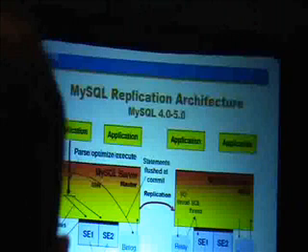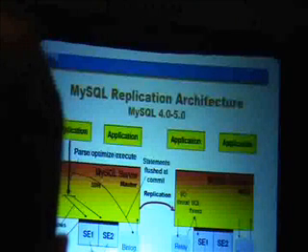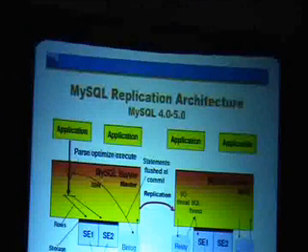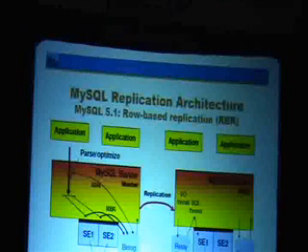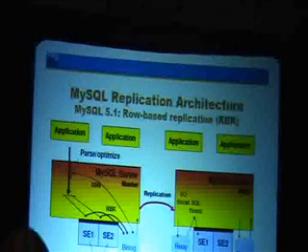And then for row-based replication, we catch the changes before they go to the storage engines, and we put these rows instead into the binary log. So this is showing statement-based replication. This is from 4.0 to 5.0, and then in 5.1 we have the row-based replication. We catch the rows and we put those into the log instead. Any questions on these pictures?